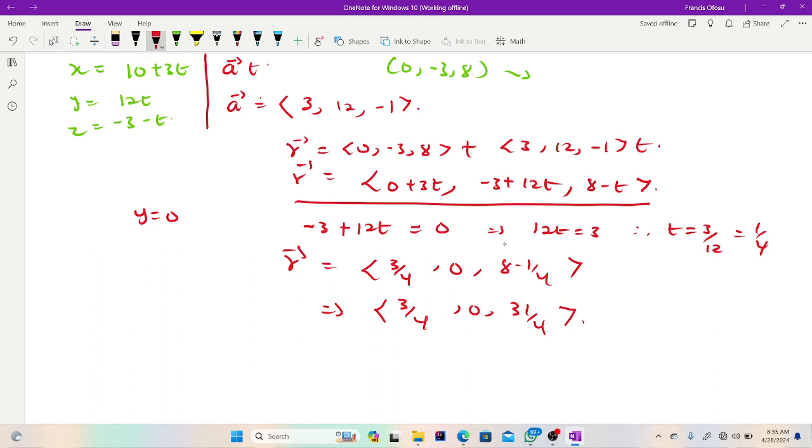So from the question, yes, it passes through the xz plane. It passes at the point (3/4, 0, 31/4). And that is all the question demanded.